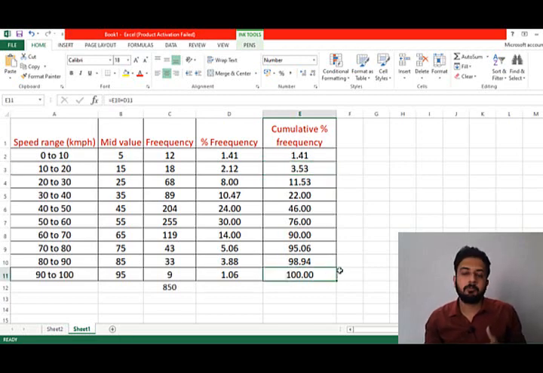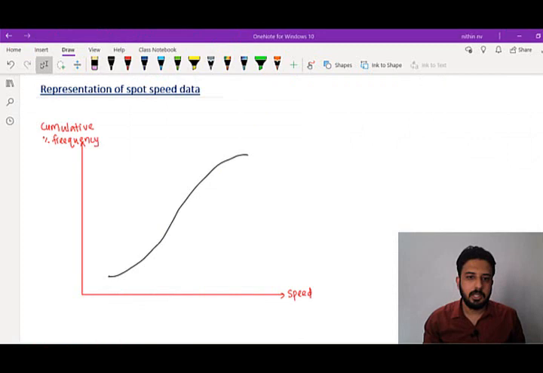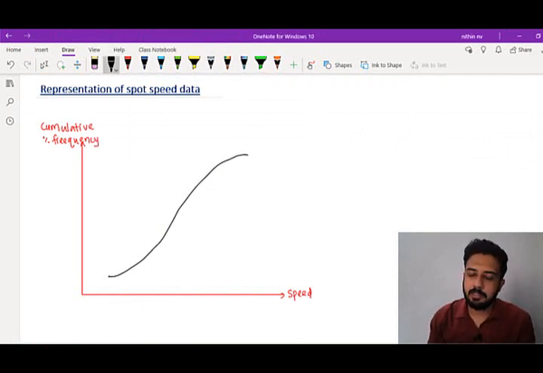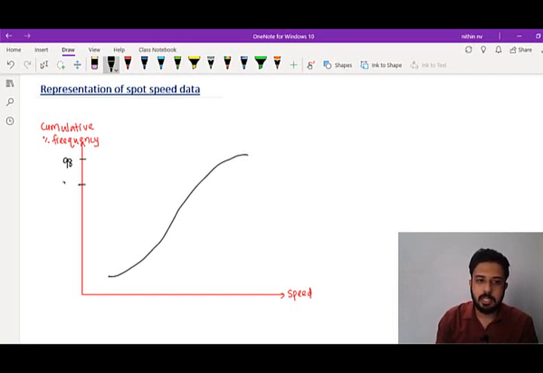Now we are going to get whatever we have seen in that previous sheet. I hope you understood how we are drawing the graph, cumulative percent frequency versus speed range. So we will get a shape like this, an S-curve. Now what is important? Why have we drawn this graph? Three important values we are going to get from this graph. So what are those? Corresponding to 98, corresponding to 85, and corresponding to 15. These three values we are going to take.